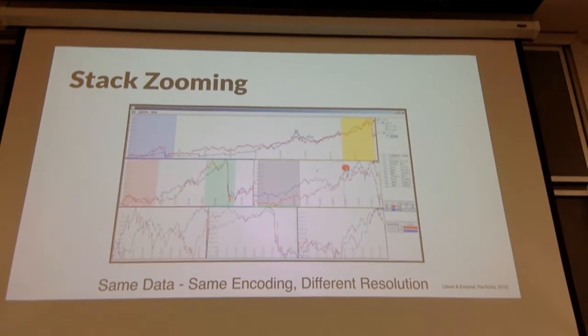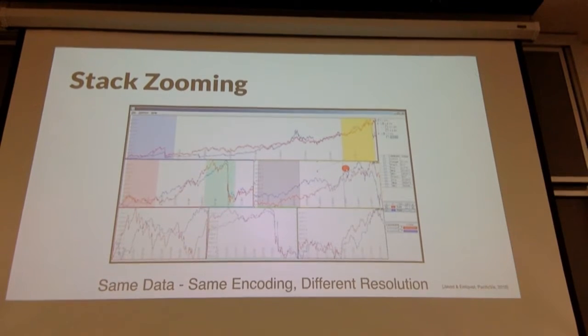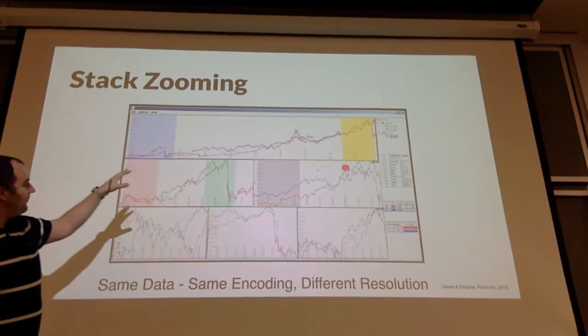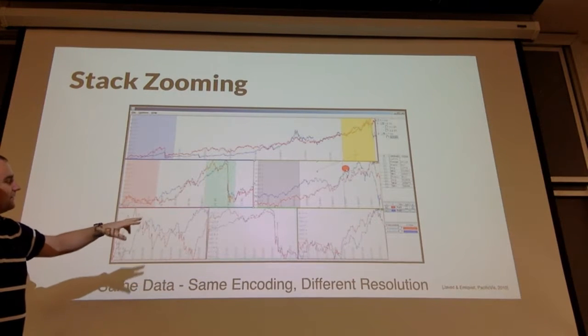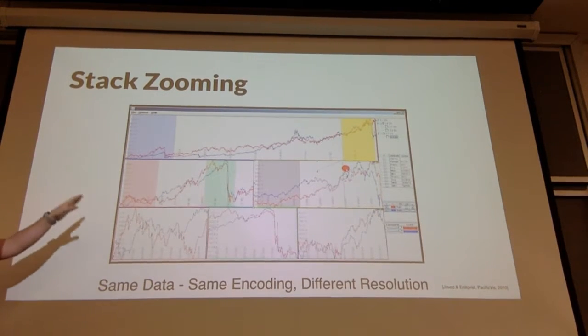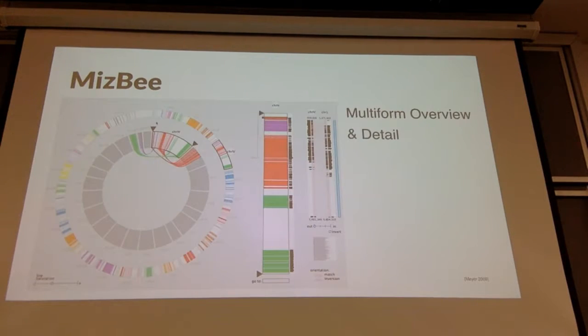So here is another example of overview plus detail. This is a stacked zooming technique. At the top we have a long timeline, and then we have two zoom views, the blue and the yellow one, and in those two zoom views we have more zoom views. Basically we're breaking this down from maybe a yearly line chart of stock prices to an intraday chart by having these multiple zoom levels.